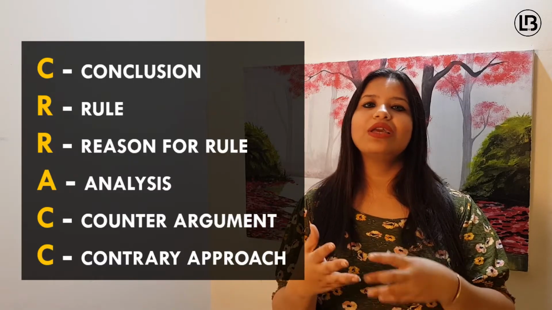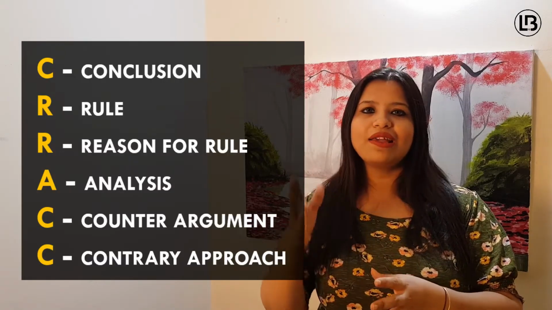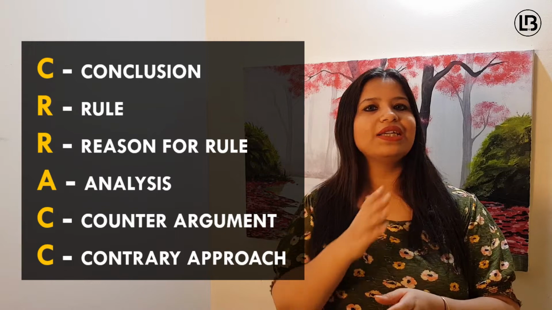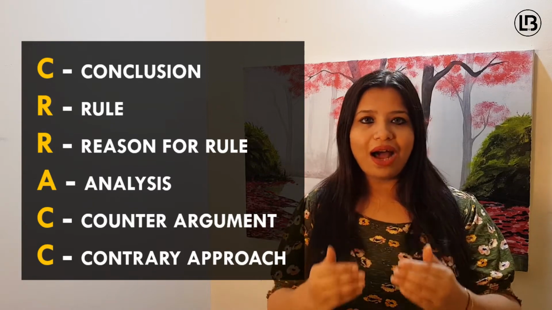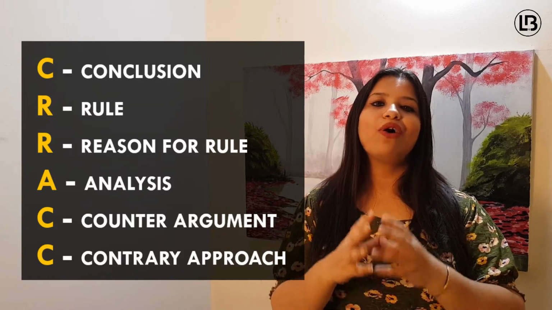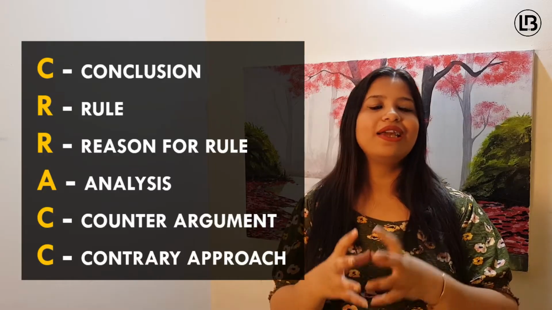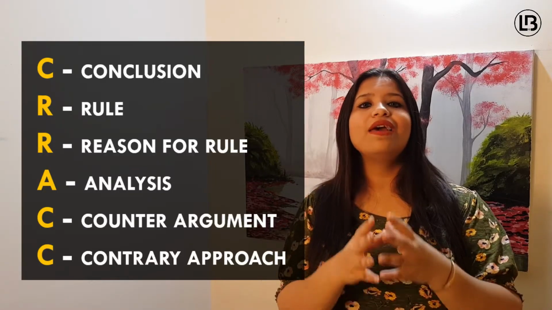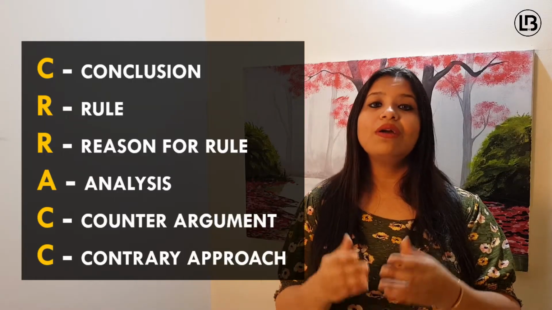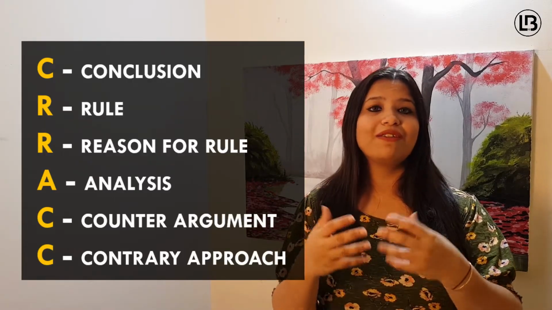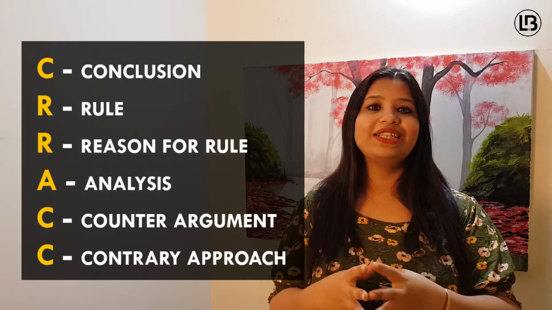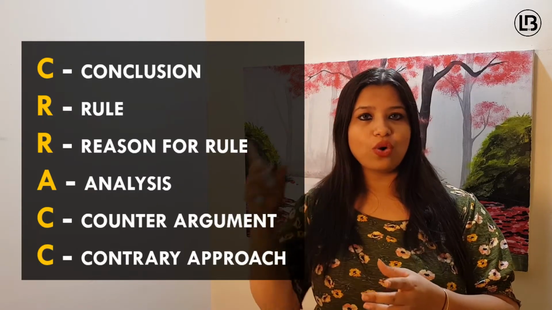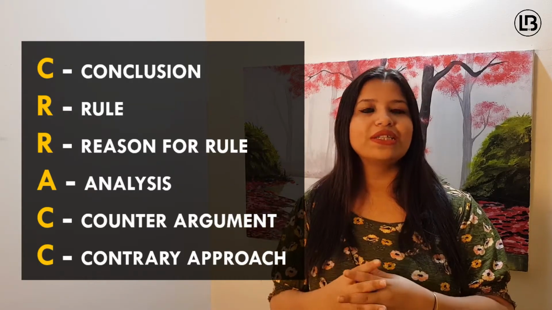So your conclusion can be very simple, saying that B is liable or B is not liable. The R of CRRACC stands for identifying the correct legal rule, the same way as we do it in the IRAC analysis. The second R stands for explaining that rule, or substantiating that rule from the source or the authority where that rule is coming from.